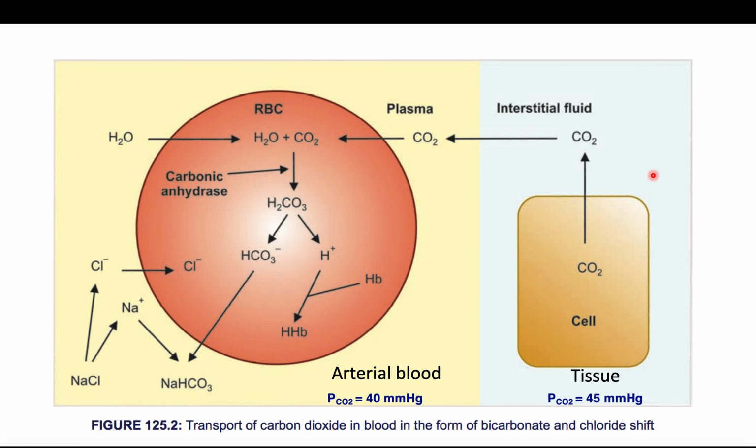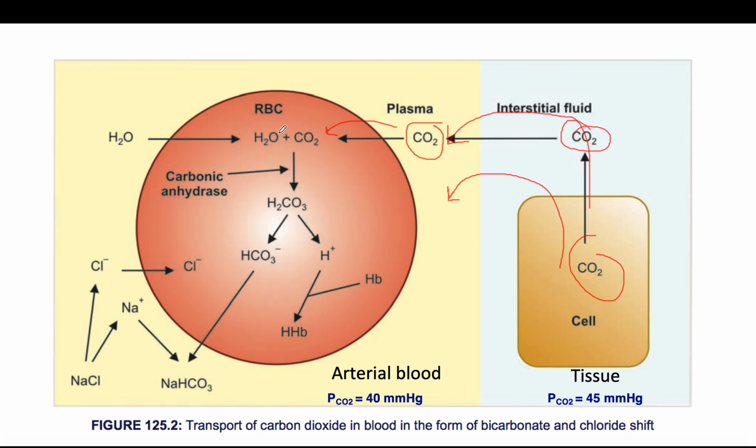Alright, so coming back to here, we start with this blue region. This blue region shows that at tissue level, the partial pressure of carbon dioxide is 45, while in arterial blood, the partial pressure of carbon dioxide is 40. So from high to low concentration, the carbon dioxide will move to the low partial pressure. This carbon dioxide from the tissue will exit to the interstitial fluid and enter the plasma. But then, once in plasma, what will happen to this carbon dioxide? It will go to the red blood cells.